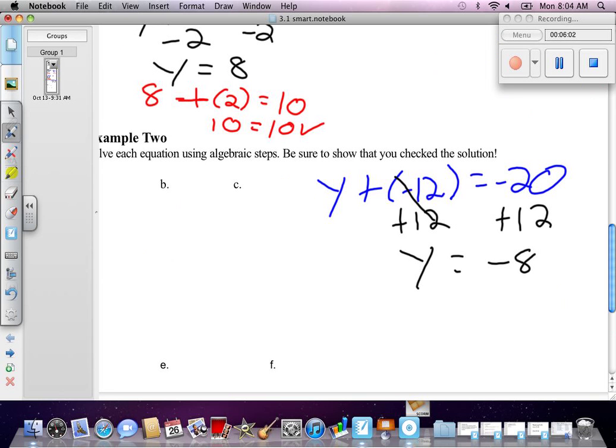Let's check our answer and make sure this is true. Negative 8 plus a negative 12 equals negative 20. 12, 13, 14, 15, 16, 17, 18, 19, 20. Yes, it does.